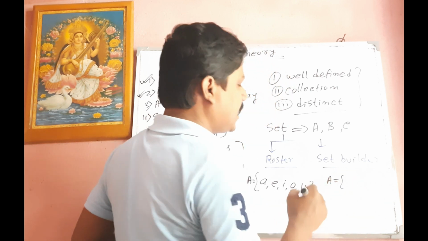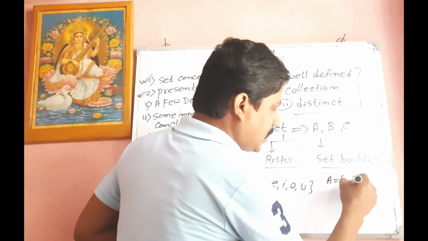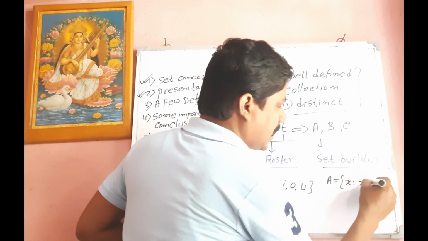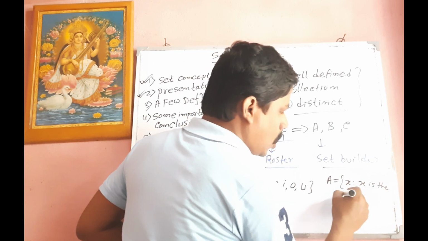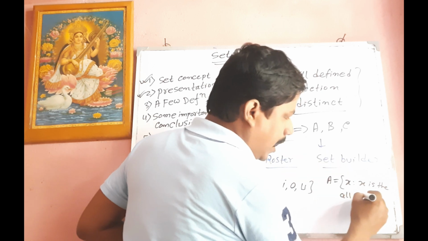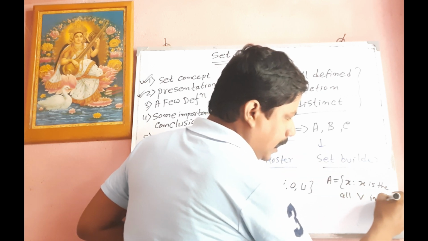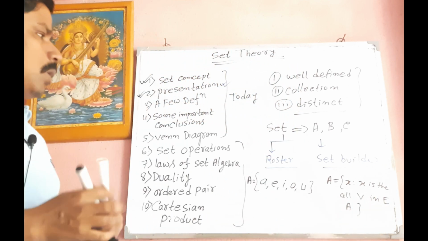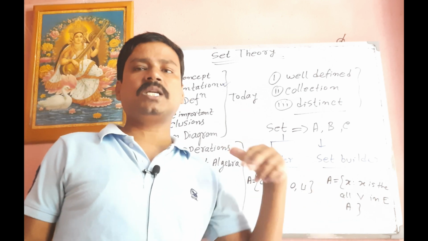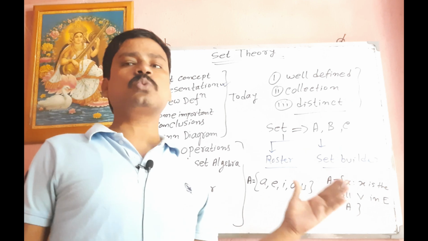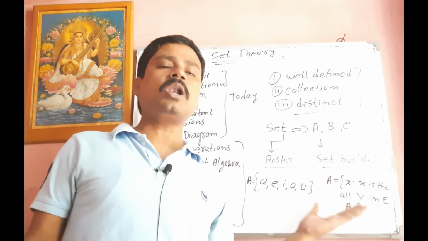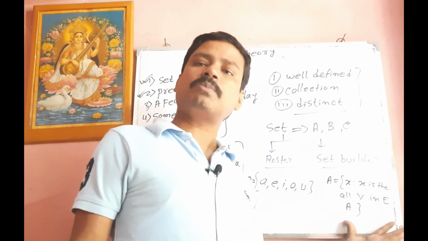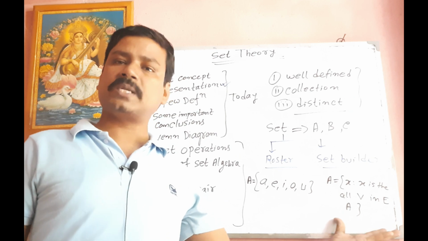And another representation: A is a set, suppose X is an element and X is a vowel in the English alphabet. So we can represent the same set in 2 ways. One is roster form, where we give all the elements. And the set builder form is the short form of representation of a set.